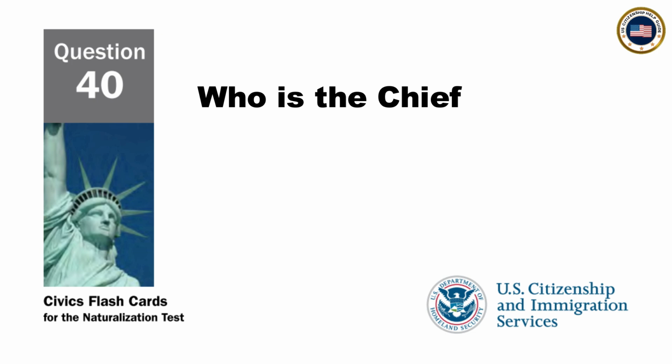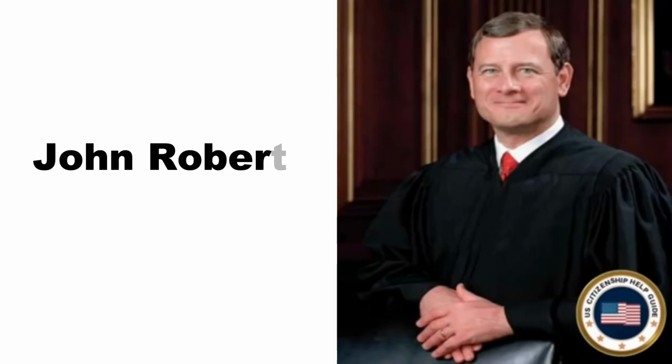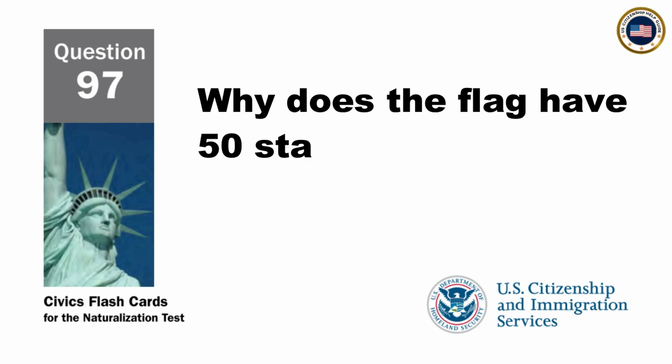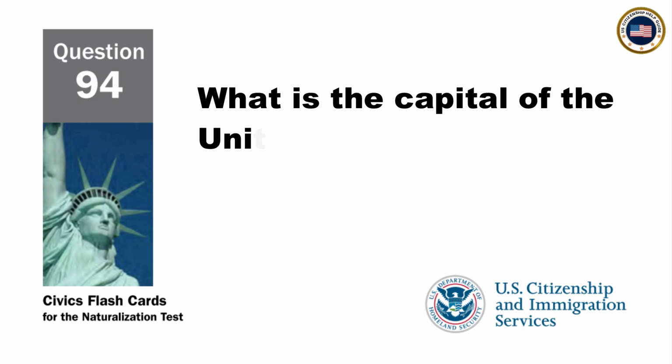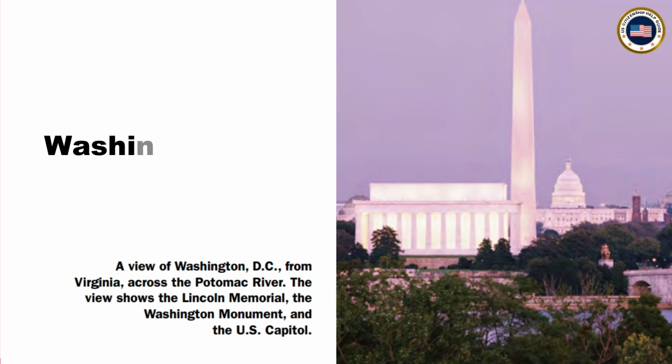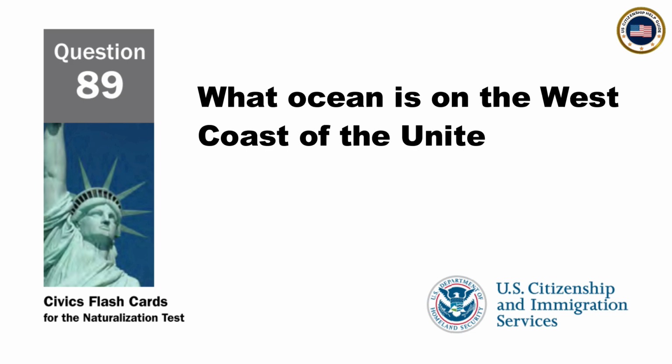Who is the Chief Justice of the United States now? John Roberts. Why does the flag have 50 stars? Because there is one star for each state. What is the capital of the United States? Washington, D.C. What ocean is on the west coast of the United States? Pacific Ocean.